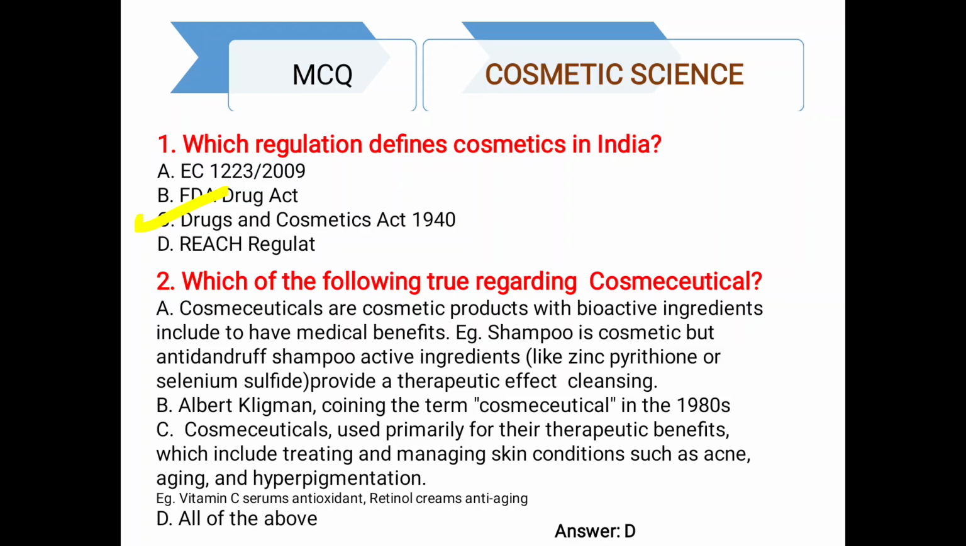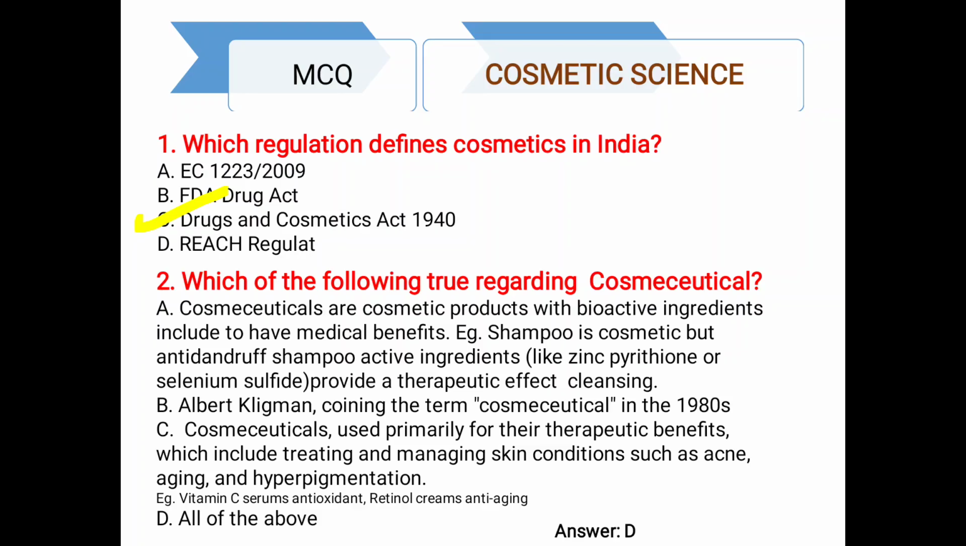Next question: which of the following is true regarding cosmeceuticals? A. Cosmeceuticals are cosmetic products with bioactive ingredients, intended to have medicinal benefit. Cosmeceuticals means cosmetics and pharmaceuticals. That is a cosmeceutical. Shampoo is a cosmetic, but anti-dandruff shampoo is a cosmeceutical.